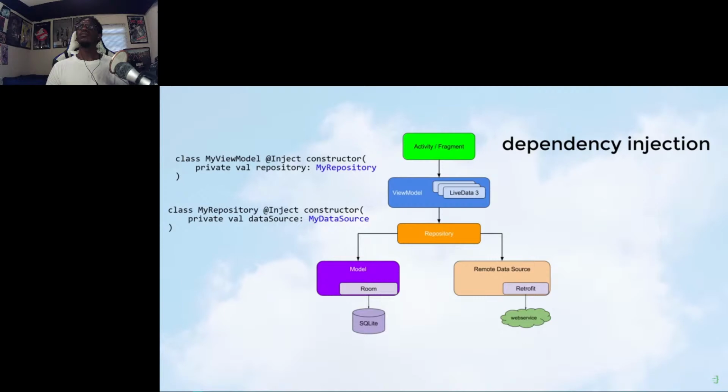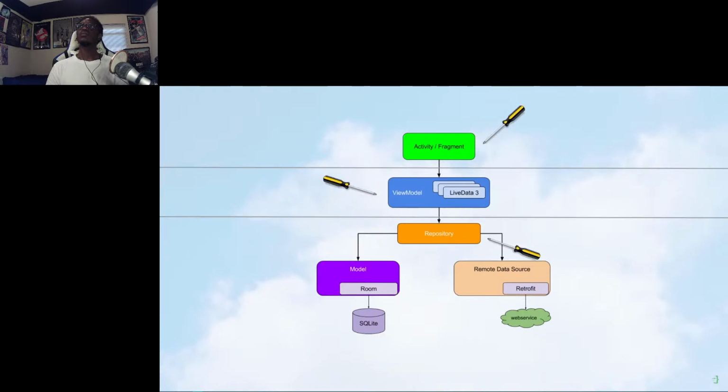With this structure, each layer of the app can be tested in isolation because dependencies can be swapped out for fake implementations, and when we need to make changes to a layer, we can do that without having to also change the other layers.